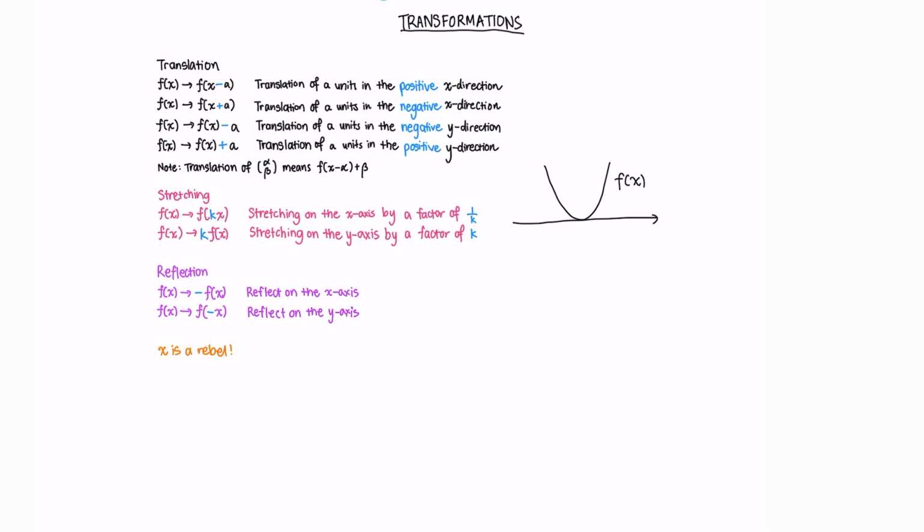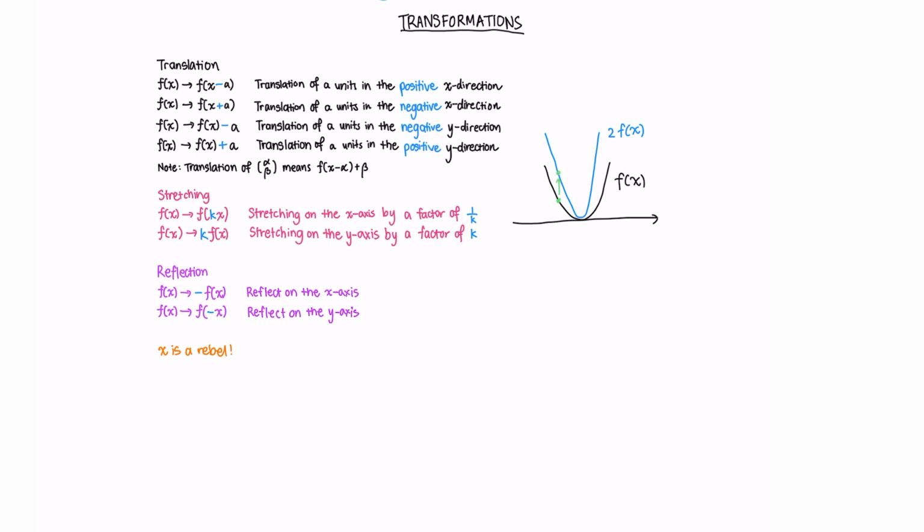Let's first start off with the stretching in the y direction. So focus on this one over here. If you want to stretch on the y-axis by a factor of k, we'll take k times f(x), where the k is outside the bracket. So let's say we want 2f(x). That is a stretching on the y-axis by a factor of 2. So if we draw that, this is what 2f(x) looks like. This means that all the points get stretched upwards to double their height.